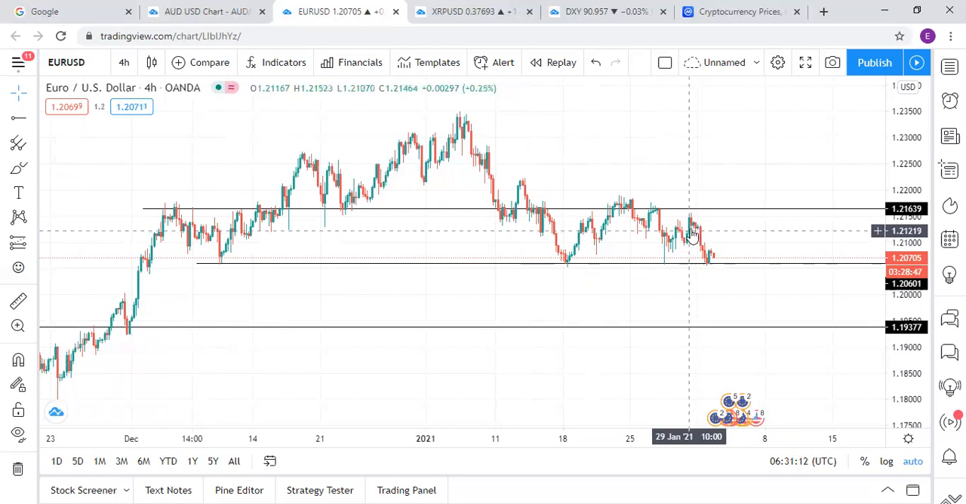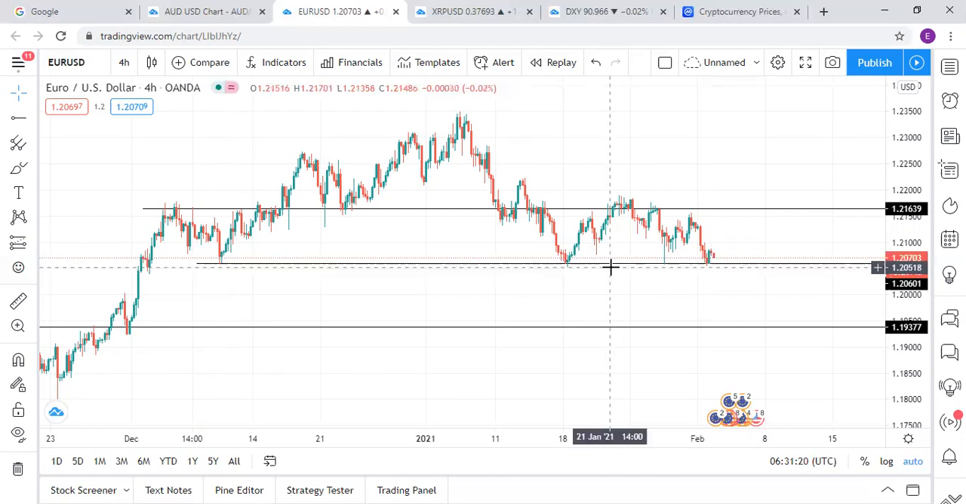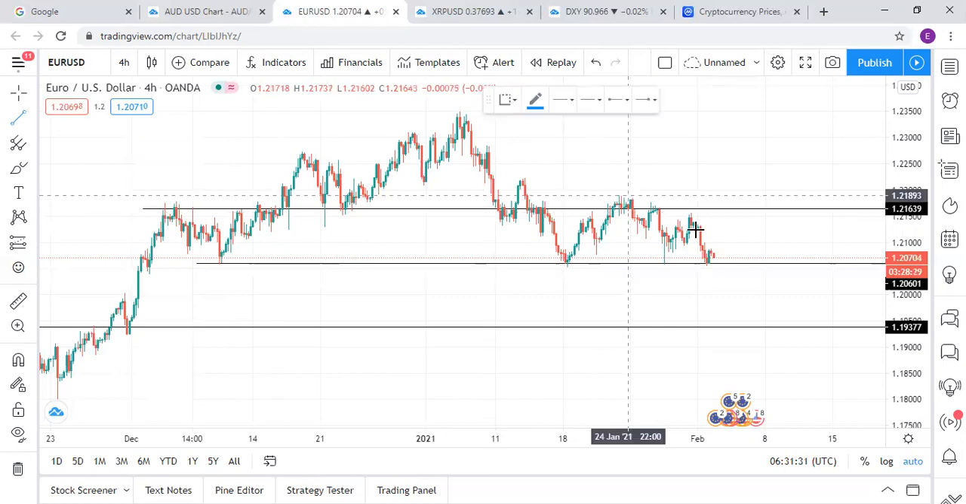I think this started on the 29th, which is Friday. But for now, let's talk about the present market. What are we expecting in the market for now? Another thing that also helped me in my decision is my trend line, to see what is going to play out.